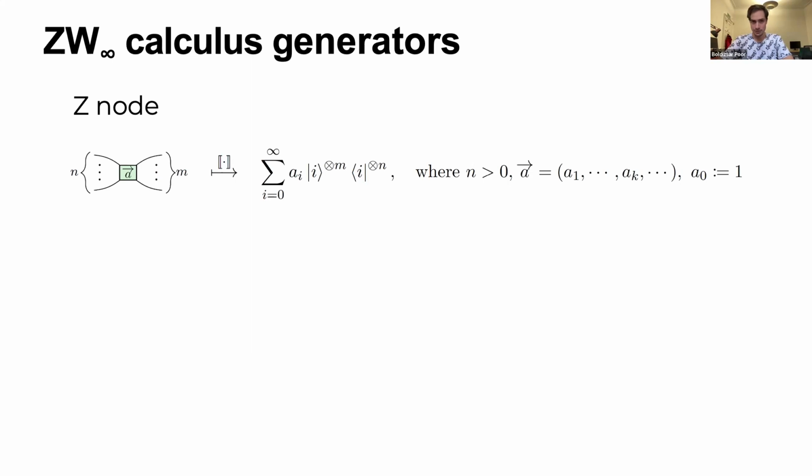And then let's talk about the generators. So we have the Z node. This is a direct generalization of the ZXW calculus. There are only two differences. The first is that here, I hope you can see my cursor, at the top of the sum you don't have d-1, but you have infinity, because you have an infinite number of computational basis states, but everything else stays the same. And the other subtle difference is that the phase is now an infinite vector.